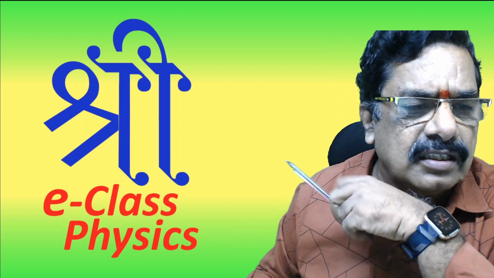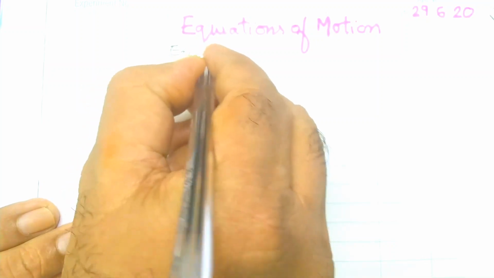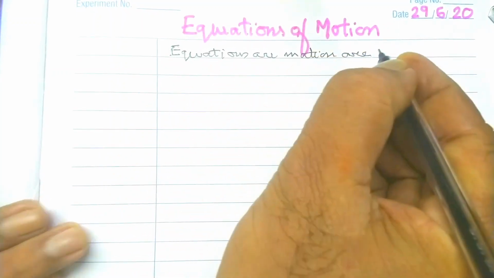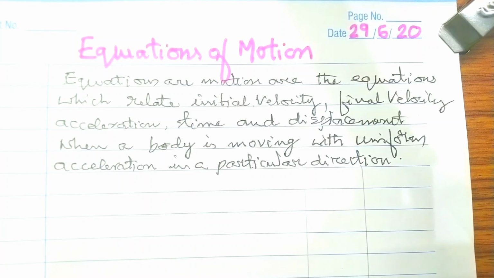Let us say here the equations of the motion. Definition I am giving like this, rather meaning we can say, equations of the motion are the equations which relate initial velocity, final velocity, acceleration, time and displacement when a body is moving with uniform acceleration in a particular direction.